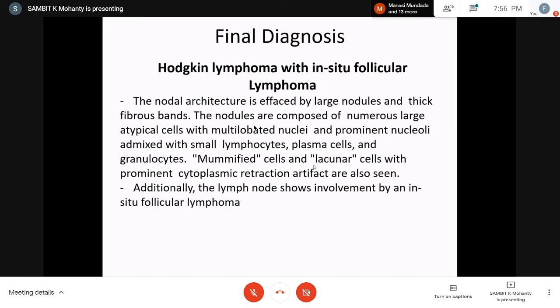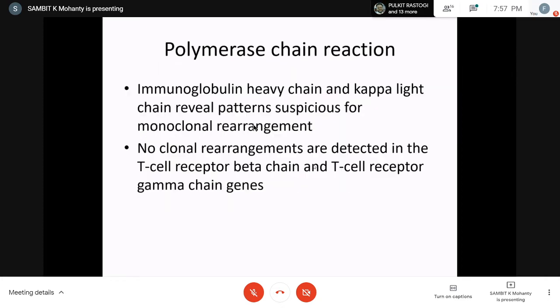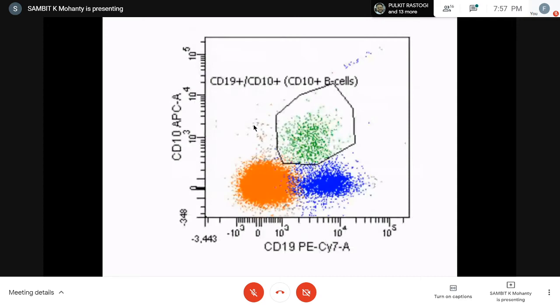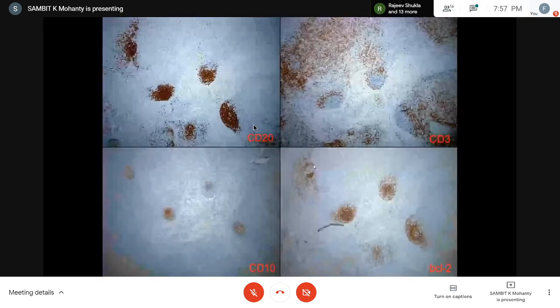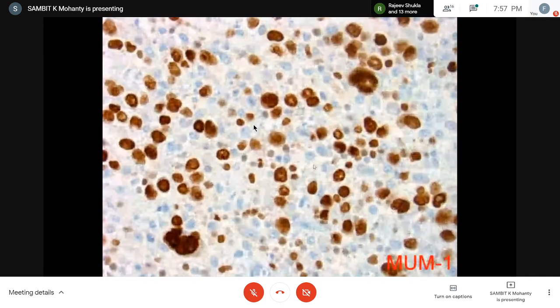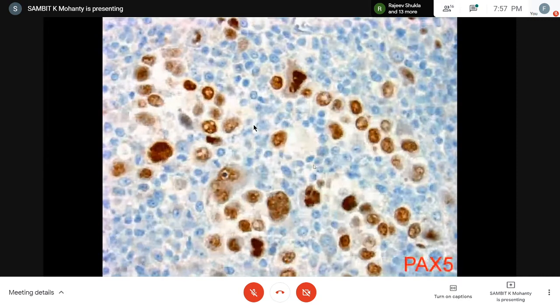Any questions? Yeah, I have a question. Why is this not a gray zone between classic Hodgkin and DLBCL? Because MUM1, I think the PAX5 was not weak positive; it was moderate to strong. I actually deliberately showed that picture. I deliberately put that picture of PAX5 where the big cell staining was the maximum. The majority of the big cells have very weak, wishy-washy staining.